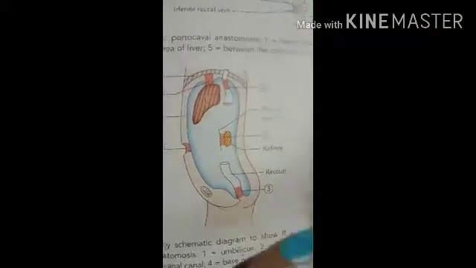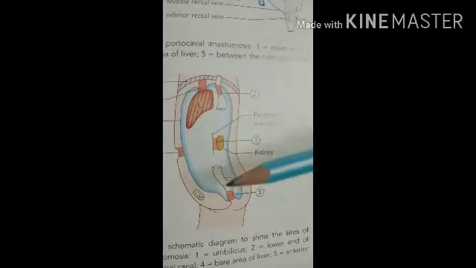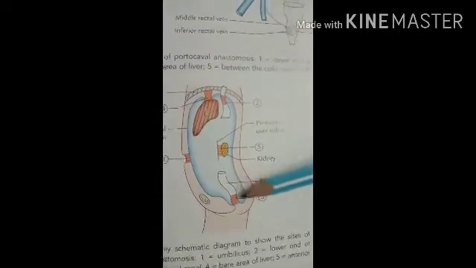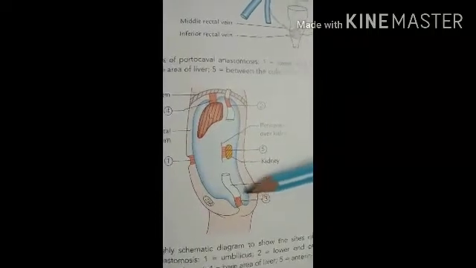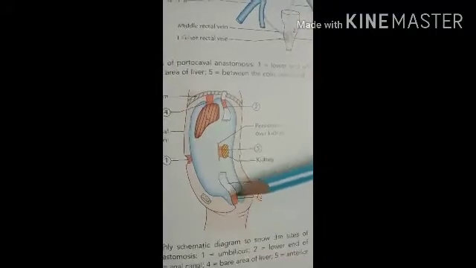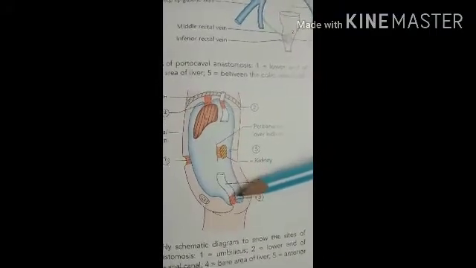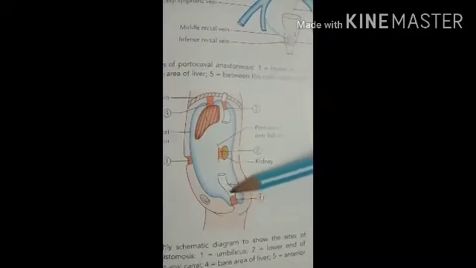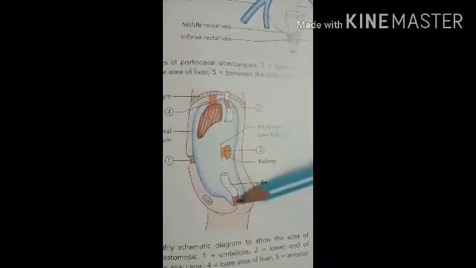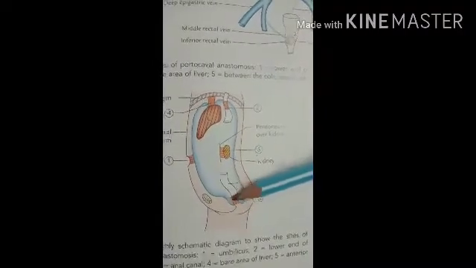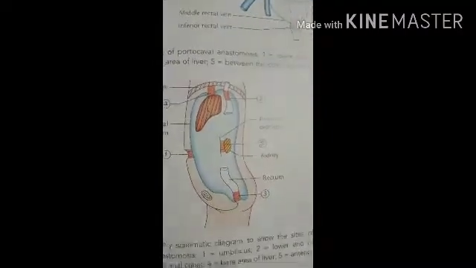Then the third is the anal canal. In this region the superior rectal vein ultimately drains into the portal vein, and the middle and inferior rectal veins drain into the systemic circulation. So a portocaval anastomosis occurs and causes hemorrhoids in this region.